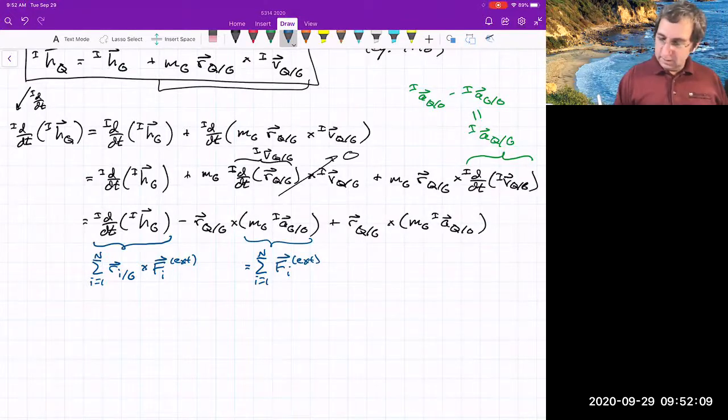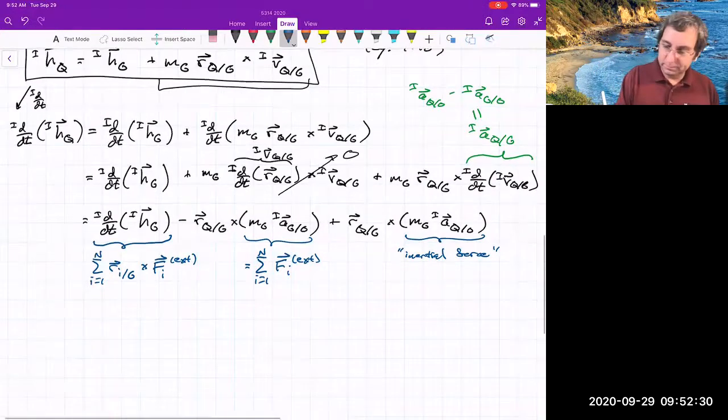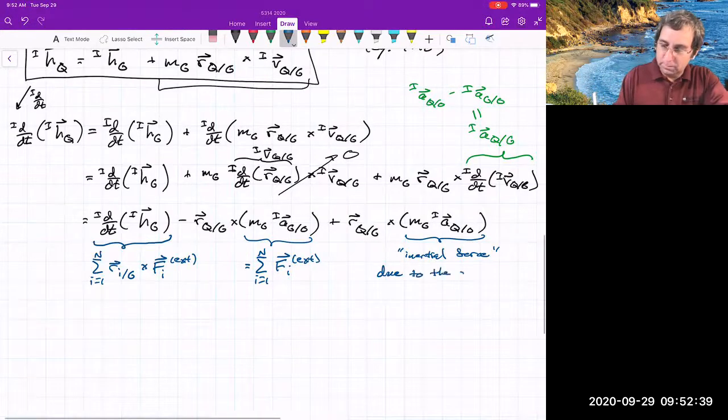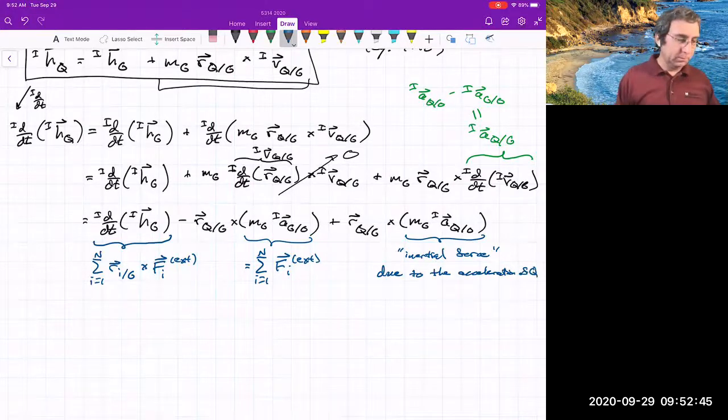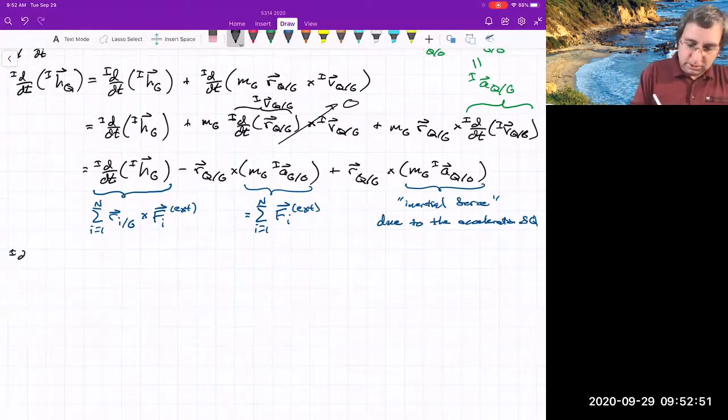And then we've got something over here that looks like we expect R cross something that has units of force. So this does have units of force. We're just going to call it the inertial force. It's like a fictitious force due to the inertial acceleration of the point Q. So we can call that, it's just due to an inertia and related to our choice of point. So it's due to the acceleration of Q. Okay. Got a big expression here.